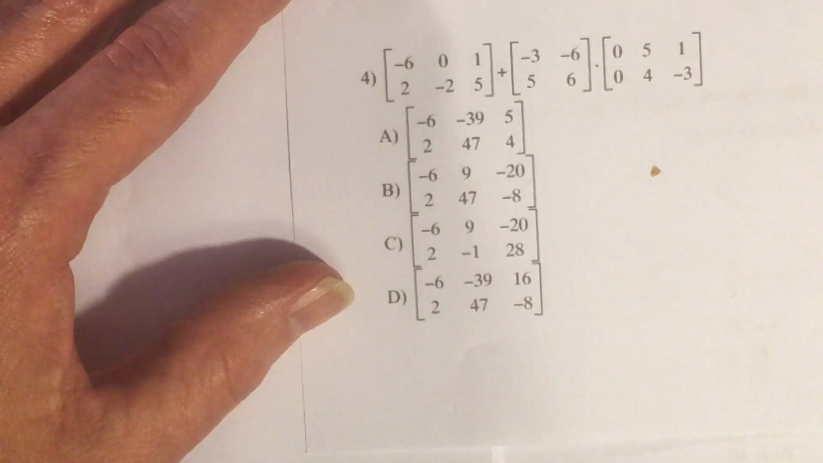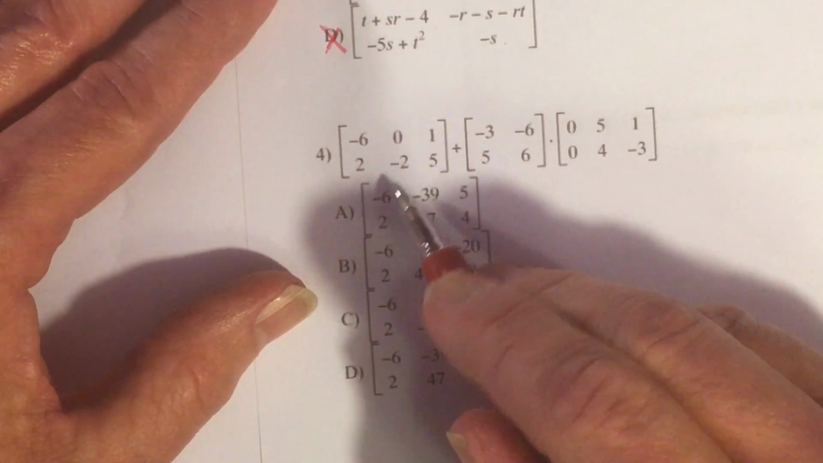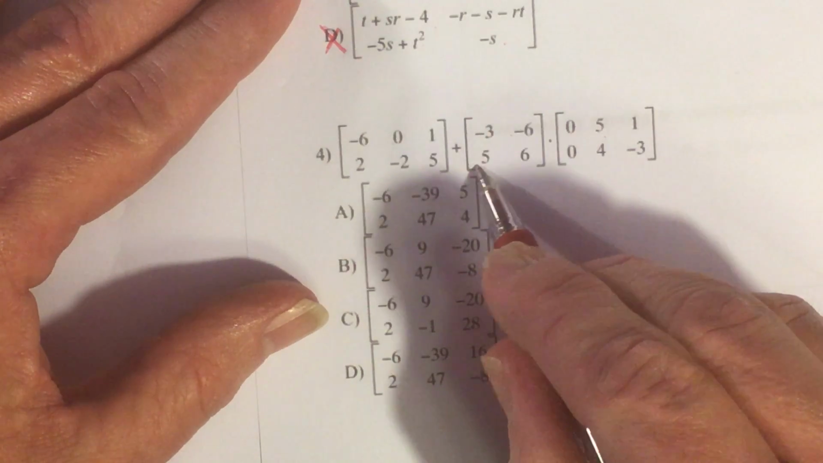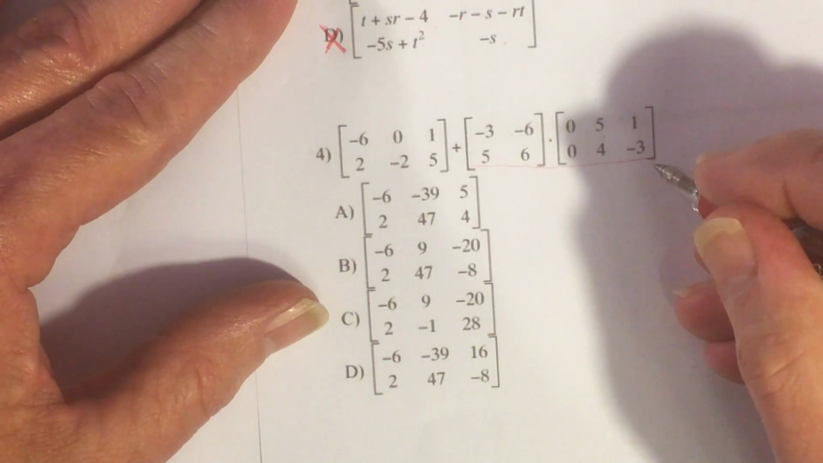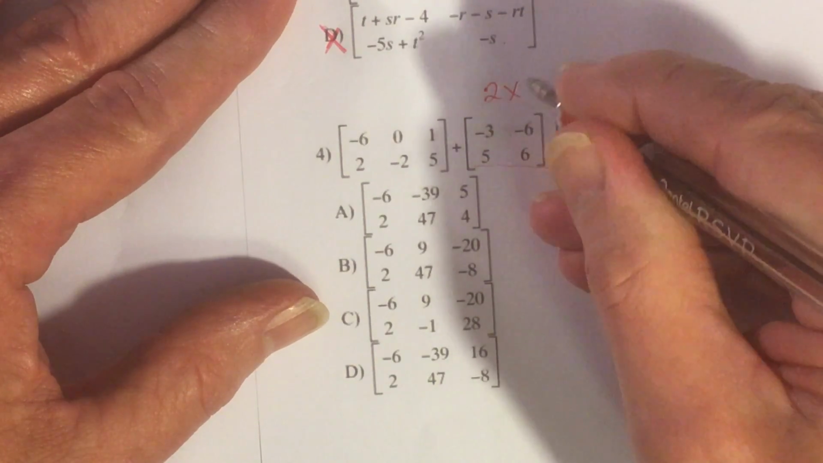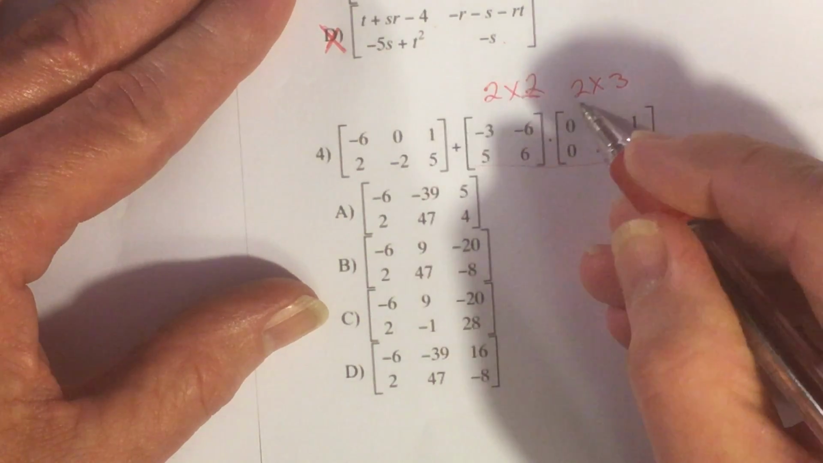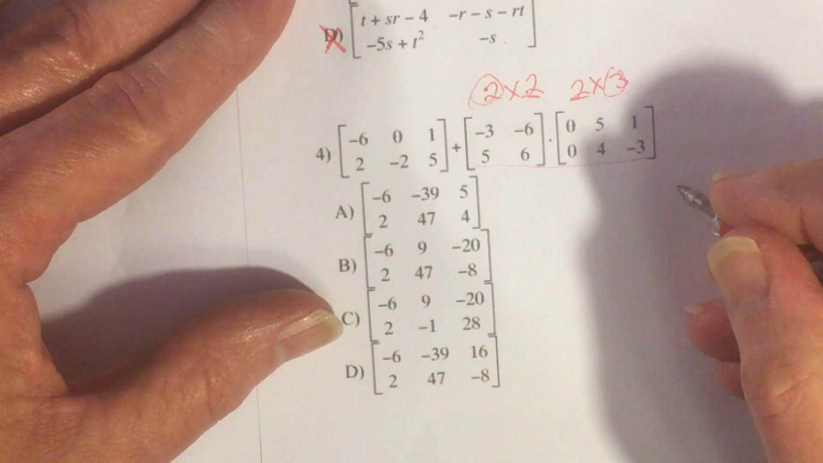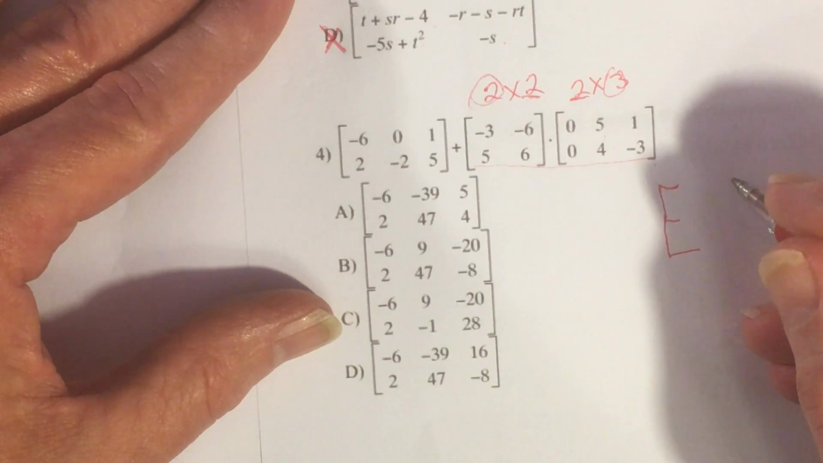And then finally, we have number 4. Now, here's what's going on. We have something plus something times something. And the order of operations says you have to multiply these two together before you can add that. So let's do that. This is a 2 by 2 matrix. This is a 2 by 3 matrix. These two numbers are the same, so we can multiply them. And we're going to get a 2 by 3 matrix as the solution to this. So let's put that here.